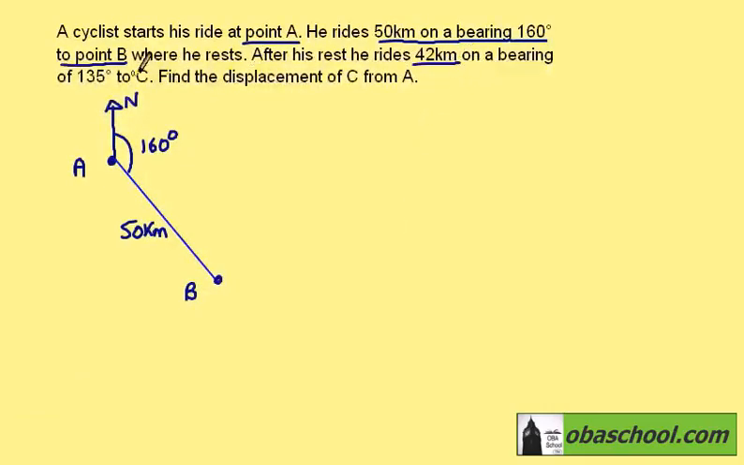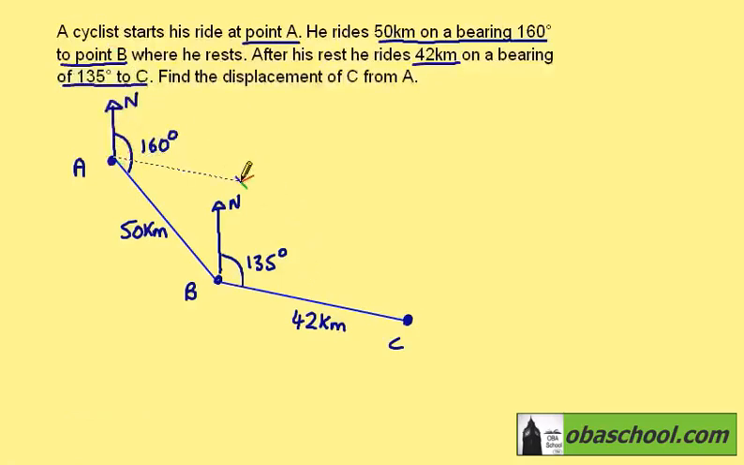From B, he rides 42 kilometers on a bearing of 135 degrees to C. So we need another north line at B. 135 degrees will be approximately in this direction. This is point C. The distance is 42 kilometers. This angle is 135 degrees.